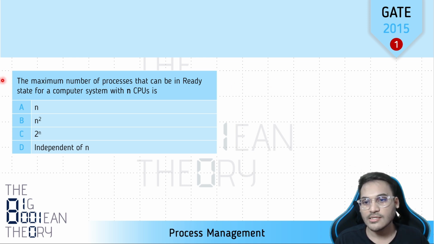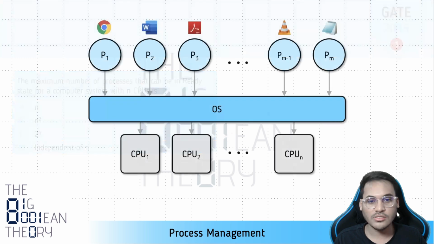The question is asking that the maximum number of processes that can be in ready state for a computer system with n CPUs is, and your options are n square, 2 raised to the power of n, or independent of n. So basically this question is saying that there is a computer system which has n CPUs, and the question is asking what is the maximum number of processes that can be in the ready state. So let us try to solve this question.